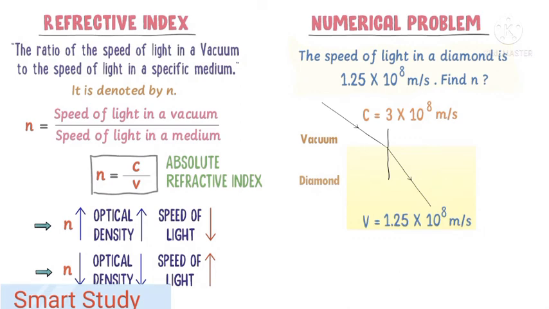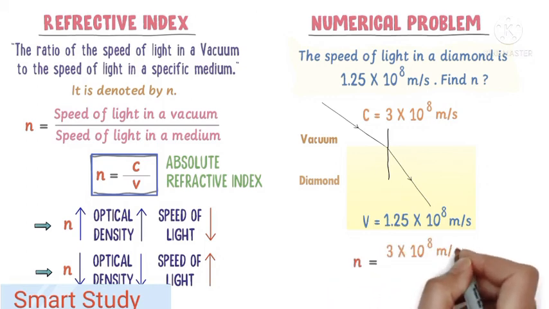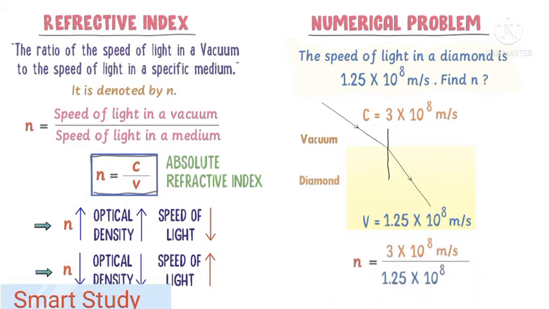As we learned in the previous slide, refractive index n is equal to C upon V, where C is the speed of light in the vacuum and V is the speed of light in the medium, like diamond. I plug in all these values in this equation. After calculation, I get 2.4. So the refractive index of the diamond is 2.4.